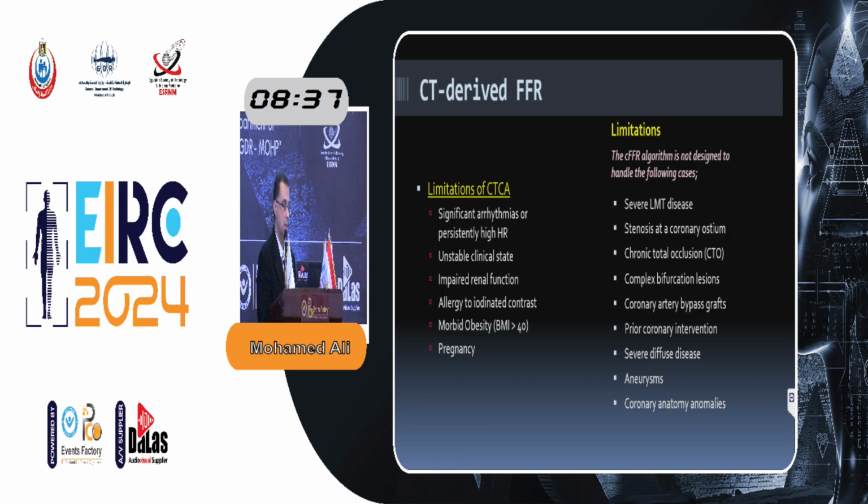The limitations of CT-derived FFR include the general limitations of CT angiography of the coronary arteries, including arrhythmias and persistently high heart rate, unstable clinical condition, impaired renal function, allergy to iodinated contrast, morbid obesity, and pregnancy. There are also limitations for the FFR itself, including severe left main disease, stenosis at the coronary ostium, and complex bifurcation lesions.